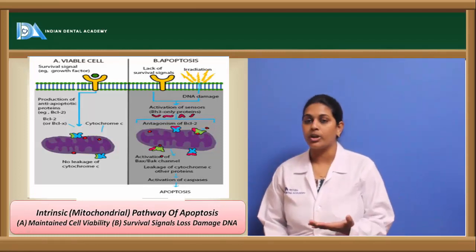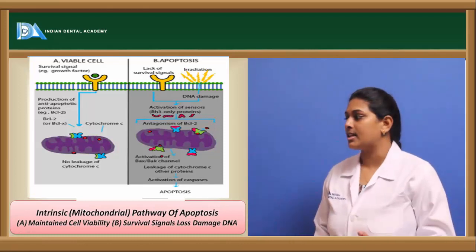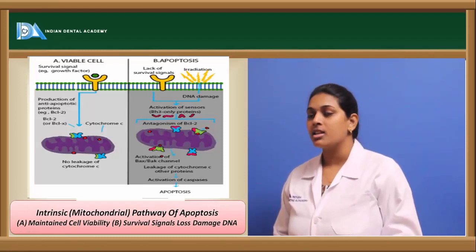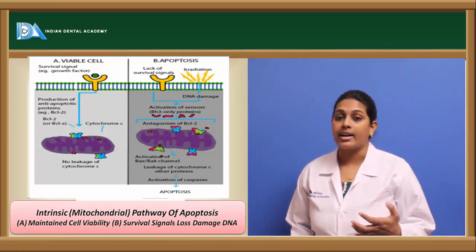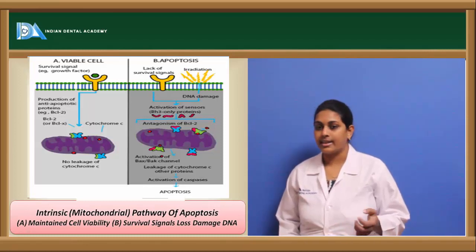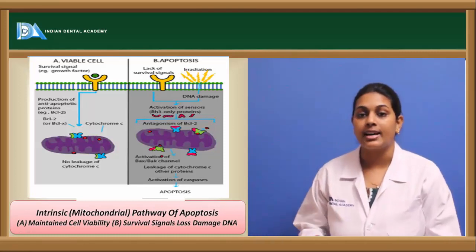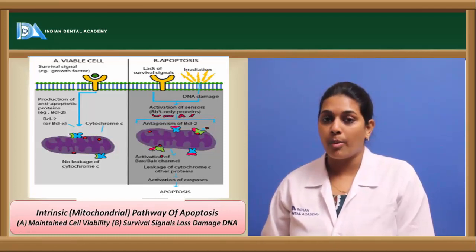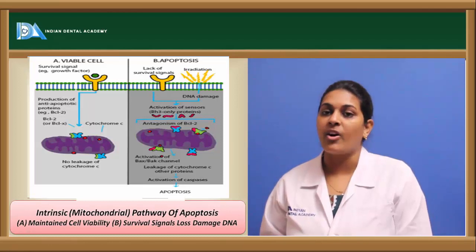But in an apoptotic cell, that is a cell which is supposed to undergo cell death, we see that there is a lack of survival signal. In spite of the lack of survival signals, when there is any DNA damage or any exposure to radiation, this causes the activation of the cytoplasmic proteins or sensors, which are known as BH3 proteins. They are antagonists, that is, they act against the BCL2 proteins. BCL2 proteins, as I have told, are anti-apoptotic proteins. They prevent the process of apoptosis from happening. So these BH3 proteins act against the anti-apoptotic proteins, that is, they function oppositely.